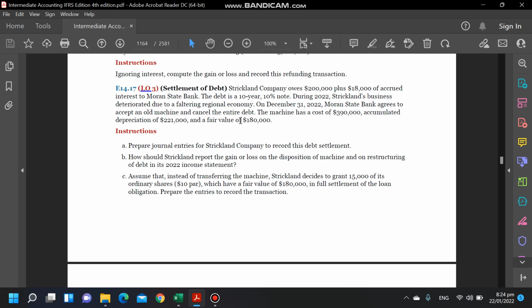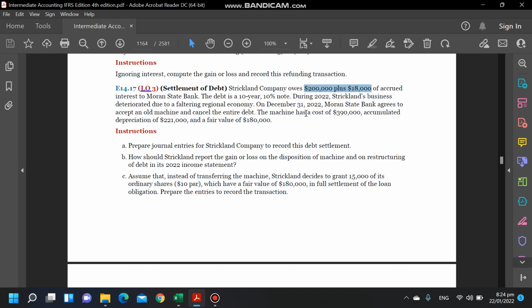Okay, so the fair value of the machine is 180,000. Meanwhile, what we need to pay is 218,000. So the bank accepts the machine and will cancel the entire 218,000. So of course this is a gain because we settle the whole 218,000 by using only 180,000. Yeah, so there's the gain on extinguishment of debt.